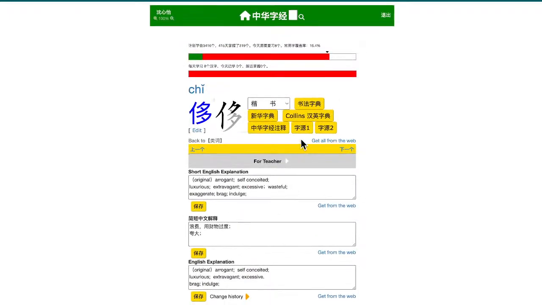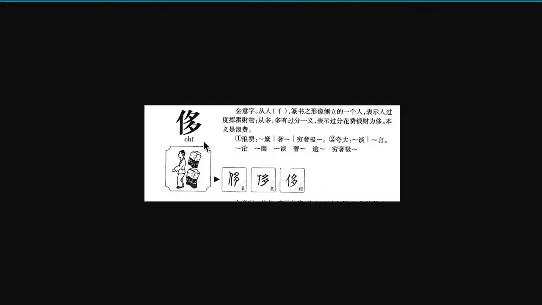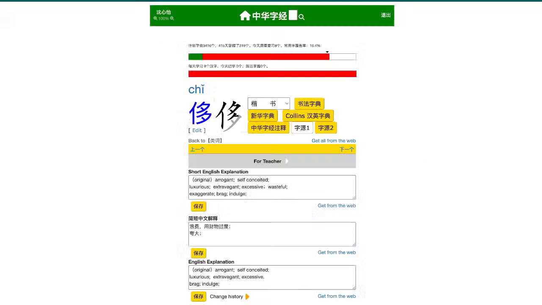Okay, and now let's take a look at the character. So this one, you can see that it goes with the person radical, and on the right hand side is the word 多. Now 多 means more, okay. And so that's obvious. That means for this person, the emphasis is more. How much more? More than beyond reason. Okay, and therefore that means excessive, extravagant, luxurious, things like that. Okay, so this is 侈.